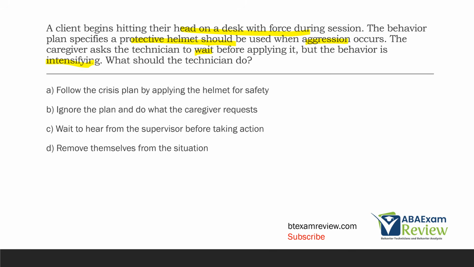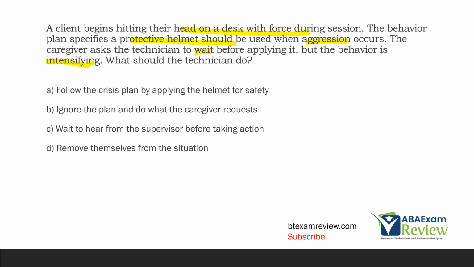And so, as the behavior technician, you have the choice between following the crisis plan or following the parent's advice. And in general, as the technician, if you're given an instruction by the parent, you're going to try to proceed as much as you can with those instructions and then talk with your supervisor. In this case, though, the client is now in possible danger. And our number one priority is to keep the client safe.